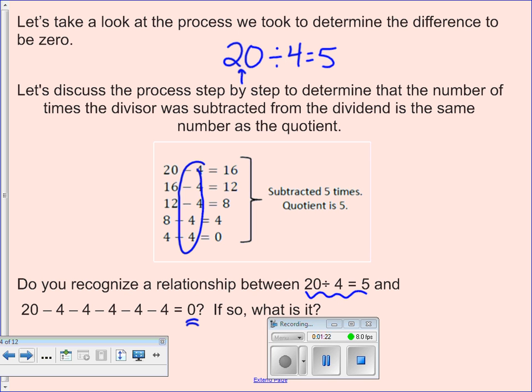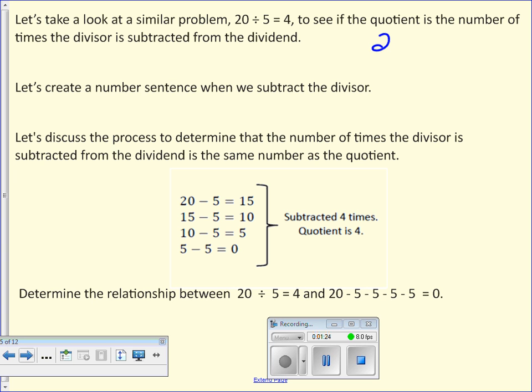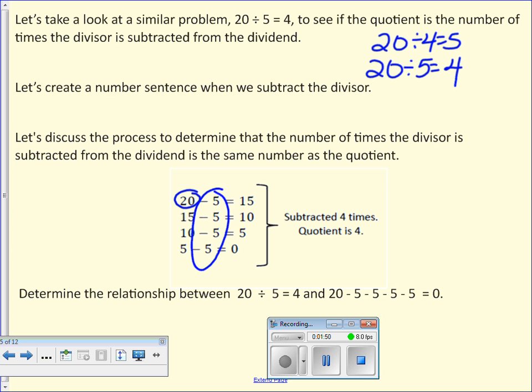But now, let's look at it this way. Instead of doing 20 divided by 4 equals 5, let's look at 20 divided by 5 equals 4. Remember those fact families from kindergarten? So now this time we have our quantity of 20, and we're going to keep taking away 5. 20 minus 5 is? 15. 15 minus 5 is? 10. 10 minus 5 is? 5. 5 minus 5 is? 0. So we keep going and subtracting until we end at 0. How many groups of 5 are there?